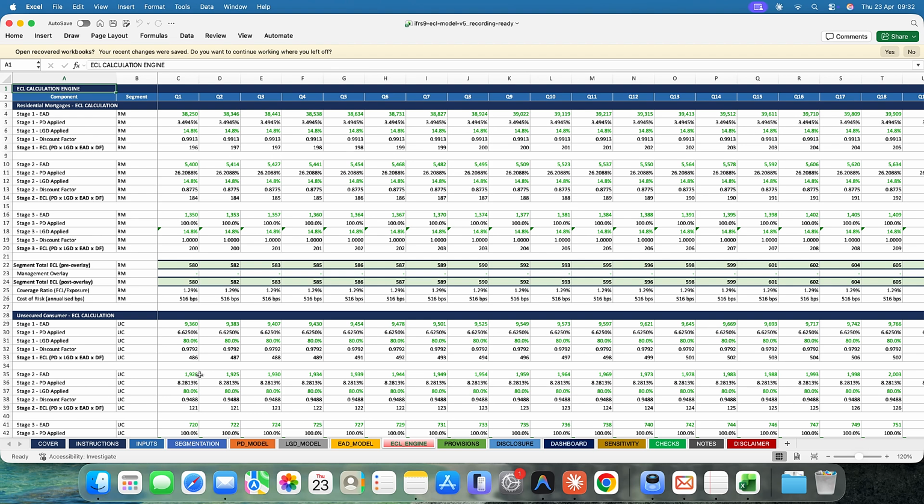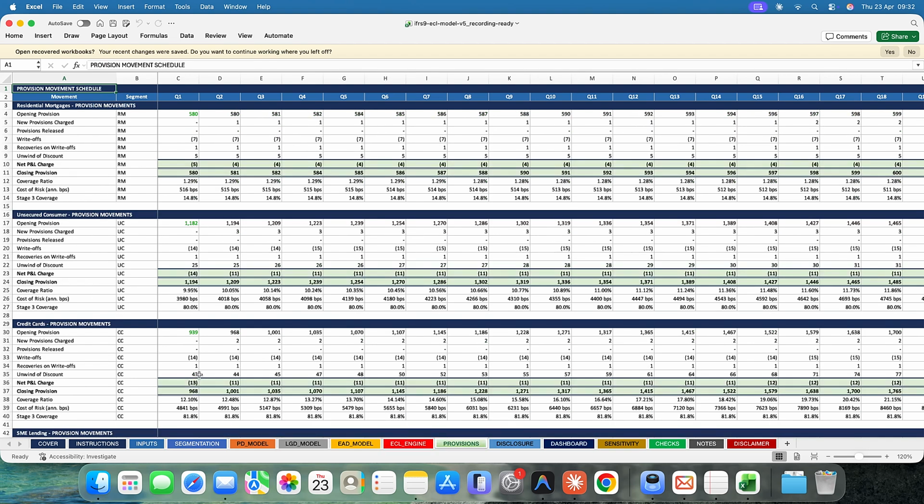Provision movement. Opening stock plus new origination minus repayments and derecognitions plus stage migration plus macro-driven changes minus write-offs equals closing stock, tied to P&L as the impairment charge.